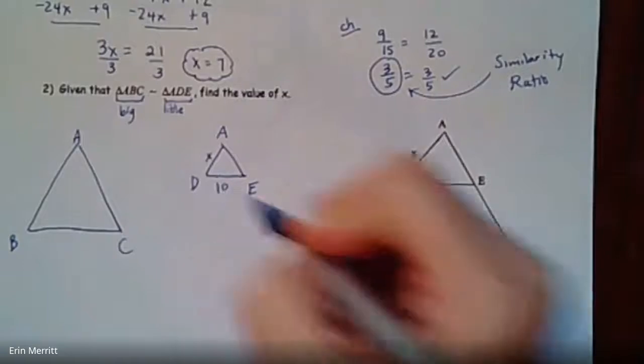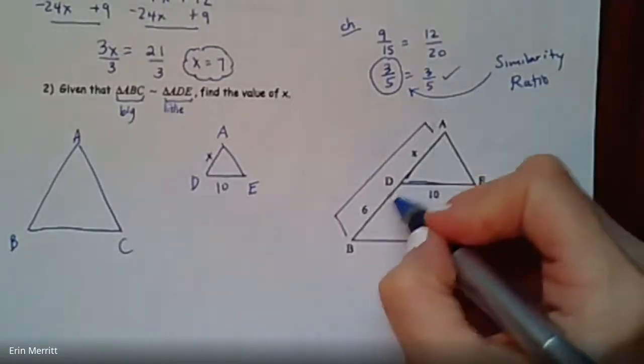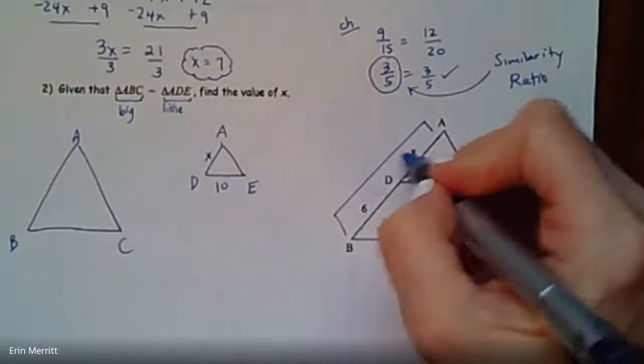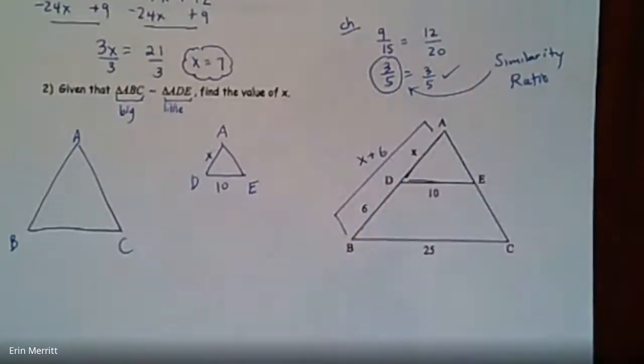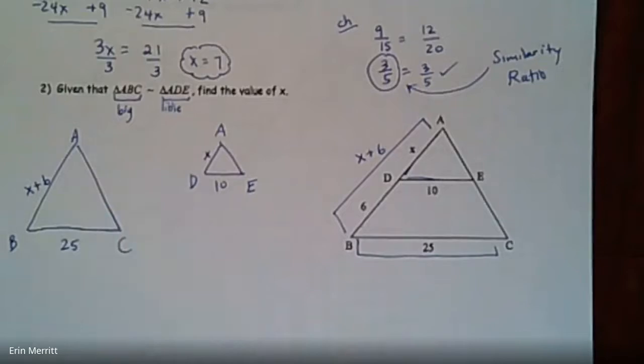So nice and easy. The bigger triangle, that full length, is now the sum of those two pieces. So 6 plus X, or I like writing it as X plus 6. So that would be this here. And then the bottom of it, that's going to be our 25.